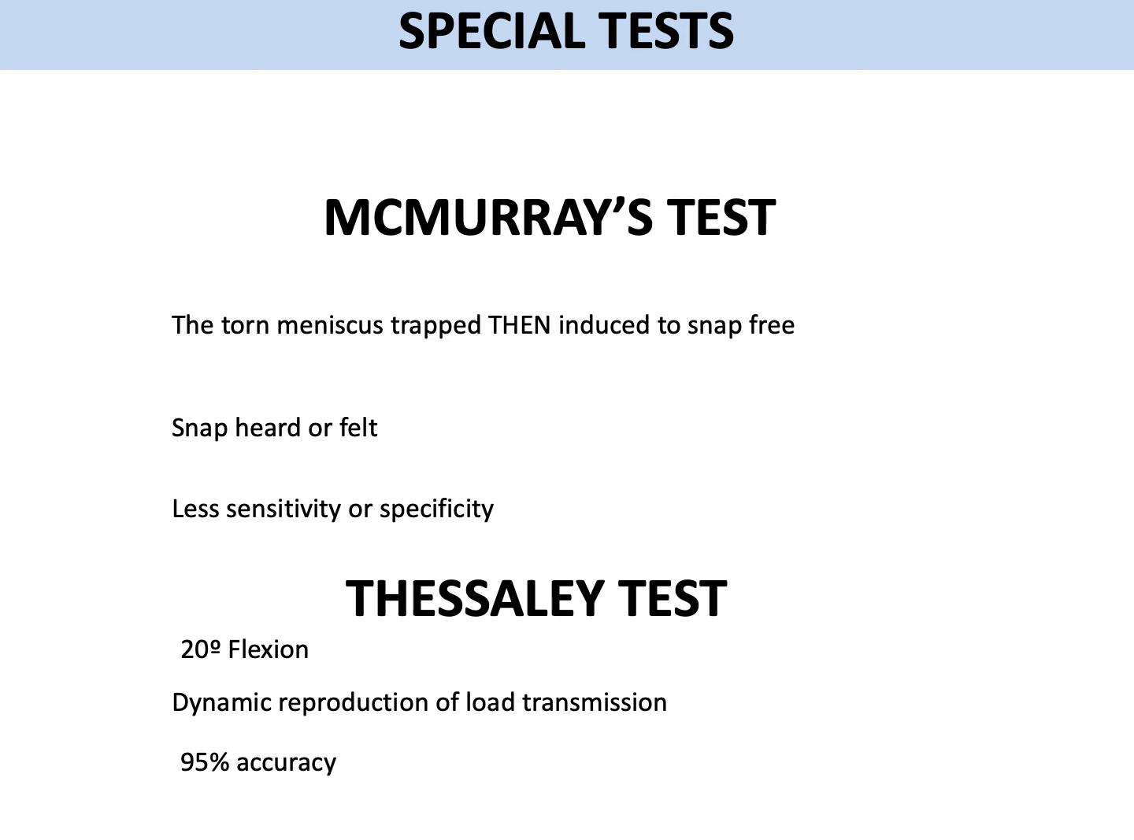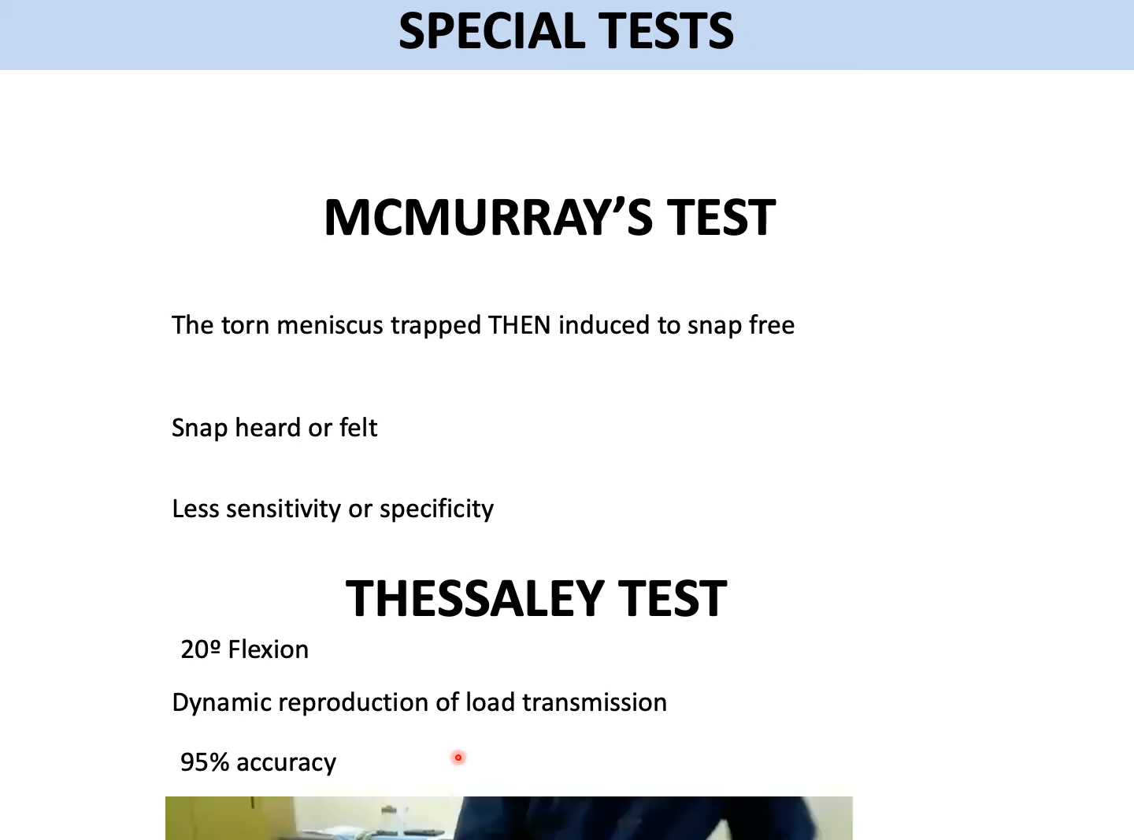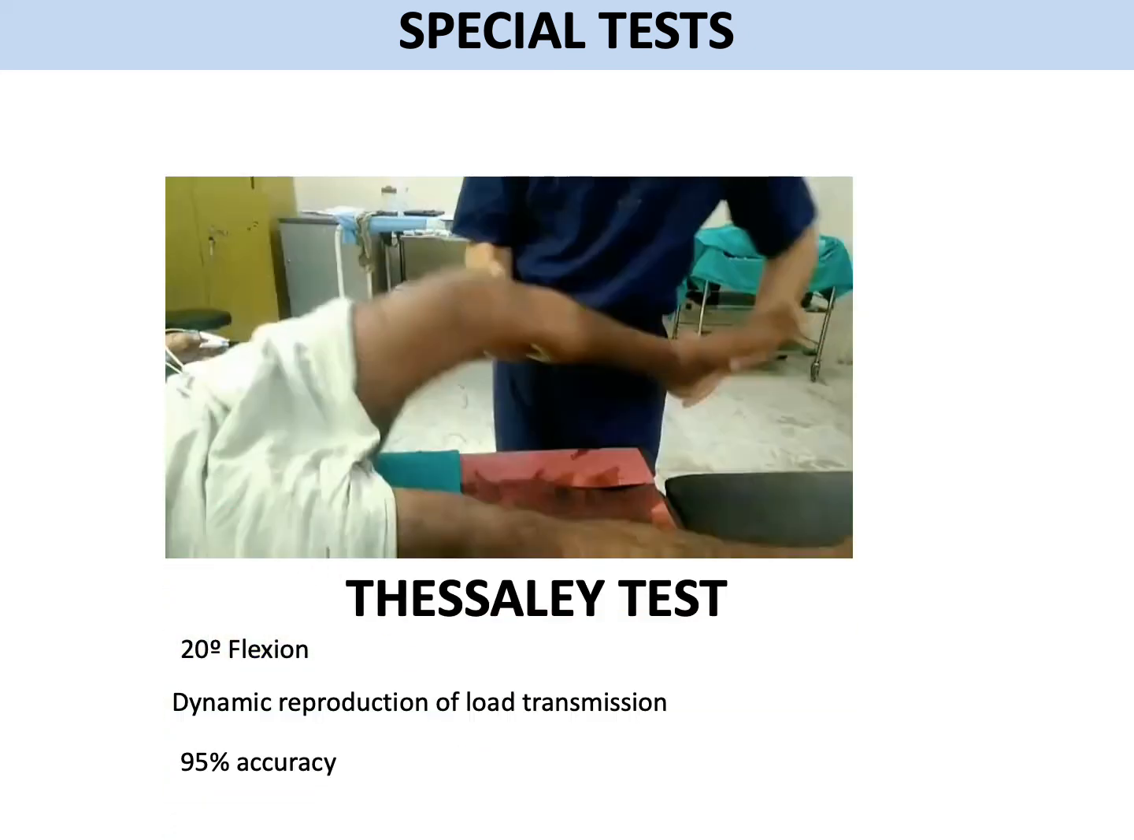Another important test is the Thessaly test. This is performed at 20 degrees of flexion, and the patient is asked to internally rotate or externally rotate the femur against the tibia. So this dynamically reproduces the load transmission, and it's 95% accurate. This is how the McMurray's test is performed.